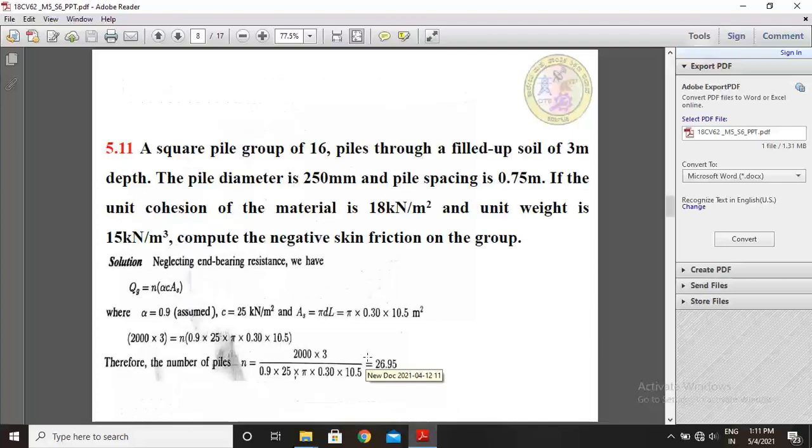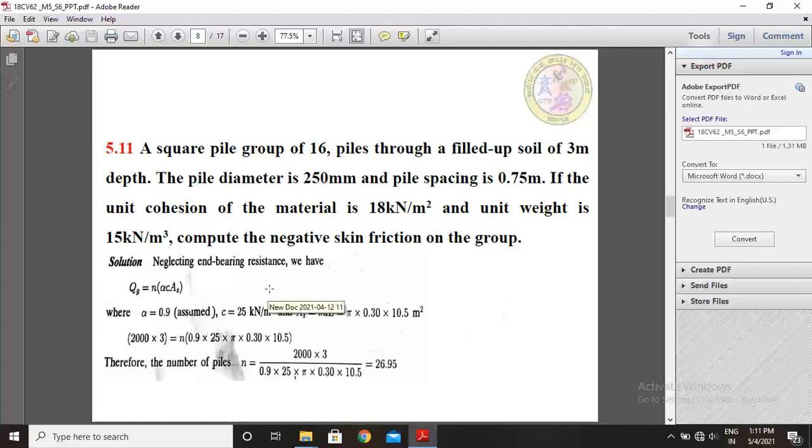Next problem. A square pile group of 16 piles through a field of soil of 3 meter depth. The pile diameter is 250 mm and pile spacing is 0.75 meter. If the unit cohesion of the material is 18 kilonewton per meter square and the unit weight is 15 kilonewton per meter cube, compute the negative skin friction on the group.